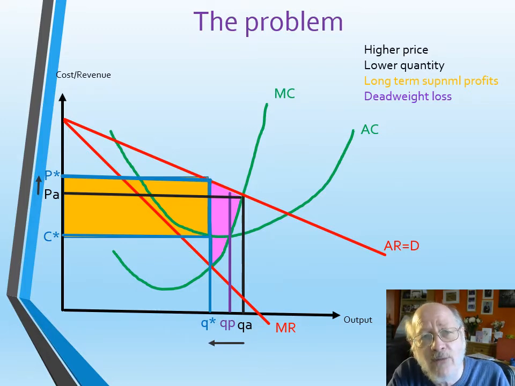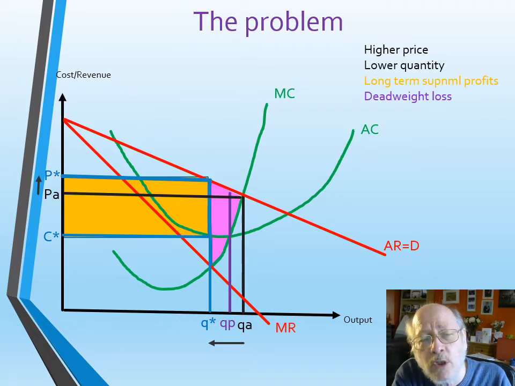Now, had this firm or industry been productively efficient, it would be producing at QP. Had we had a fair allocation of resources between consumers and producers, it would be producing at the allocatively efficient level, which is where MC, basically supply, equals AR, which is demand. We would be producing QA units at a price of PA. However, the profit maximising firm will be producing where MC equals MR. So they'll be producing at Q star, which is less than QA.